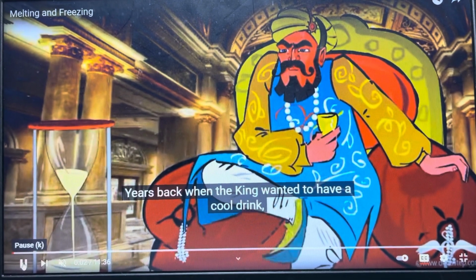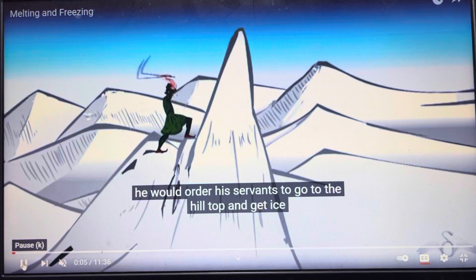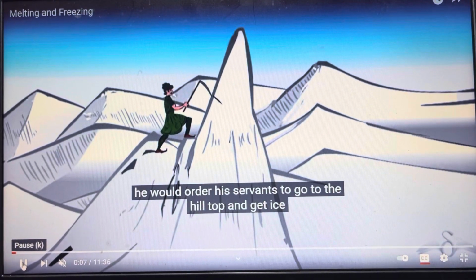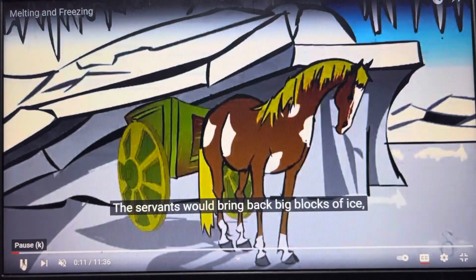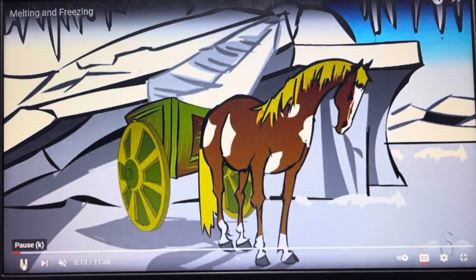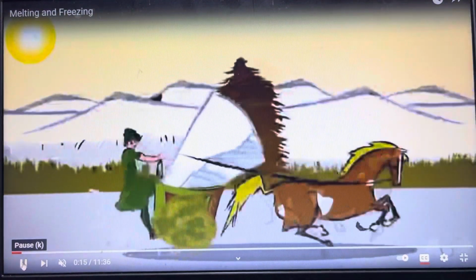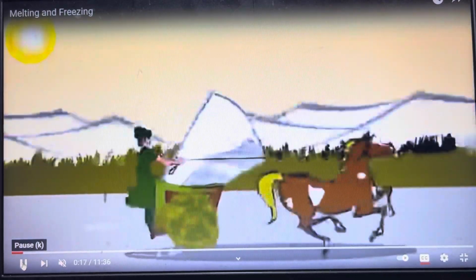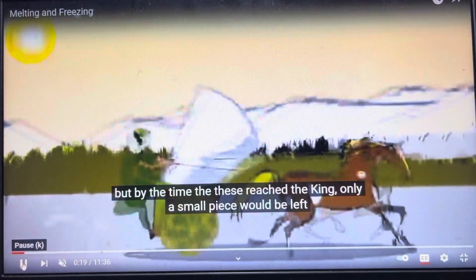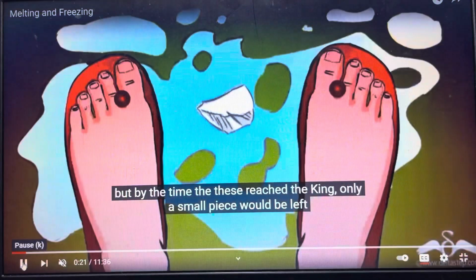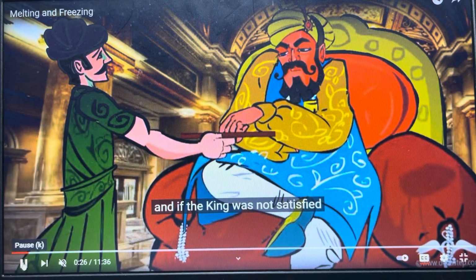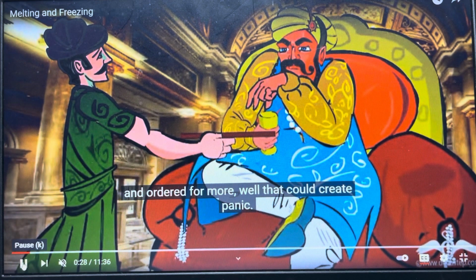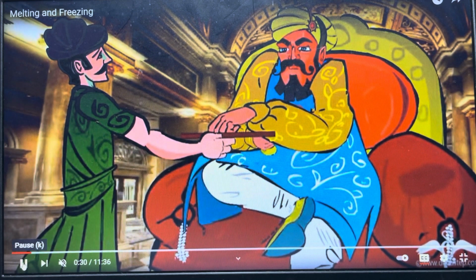Years back, when the king wanted to have a cold drink, he would order his servants to go to the hilltop and get ice for him. The servants would bring back big blocks of ice. But by the time these reached the king, only a small piece would be left. And if the king was not satisfied and ordered for more, well, it could create panic.